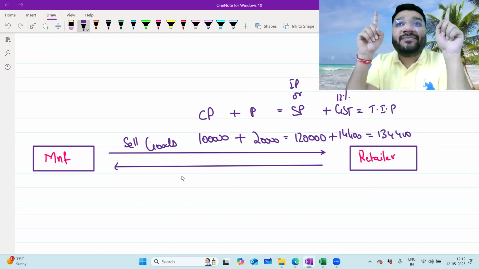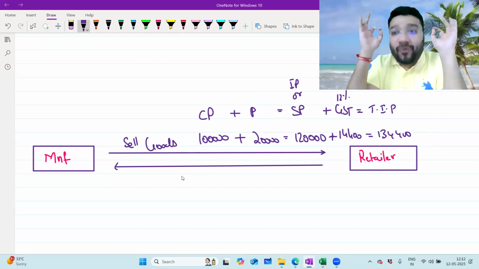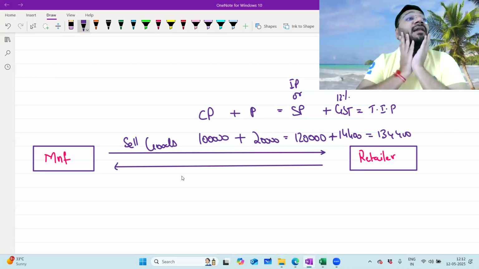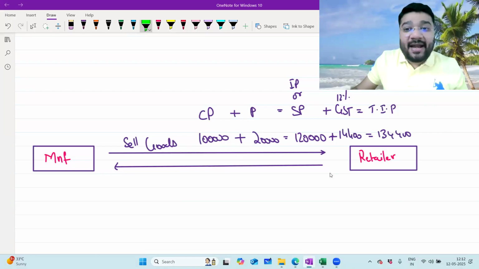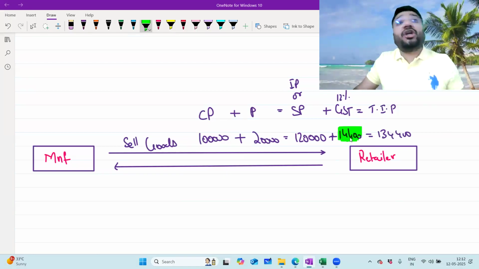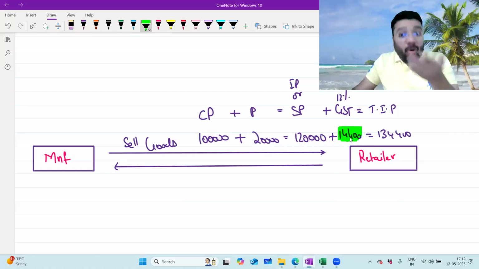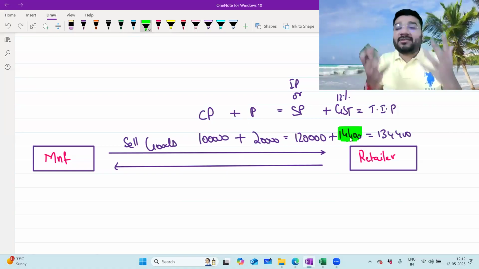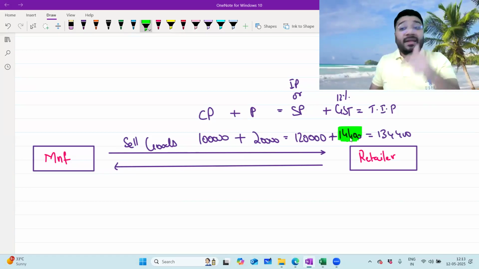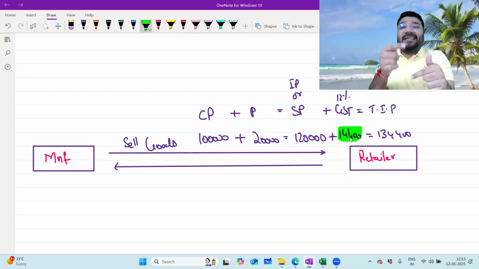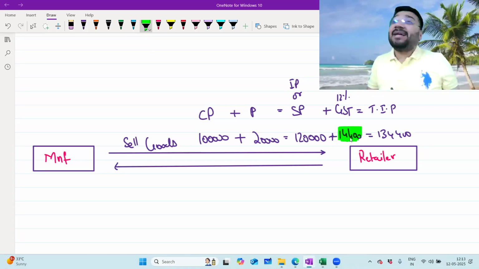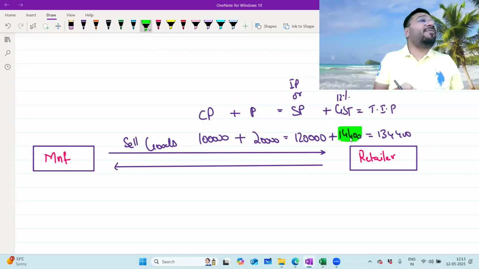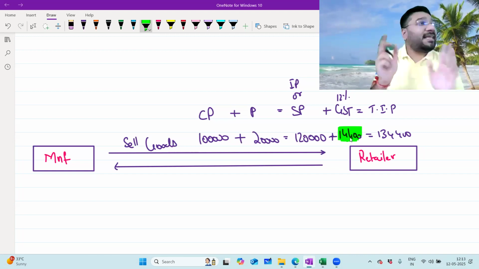Anybody says 120? No, 120 is the wrong answer. You said rightly, 134,400 is the entire money that the retailer has to pay. But sir, what are you saying? You said this 14,400 GST the end customer has to pay. Now the retailer is paying. You are right. As of now, the retailer is paying temporarily. Later, the retailer will sell to the customer, and that time we will take that money from the customer. So that process I'll explain now.